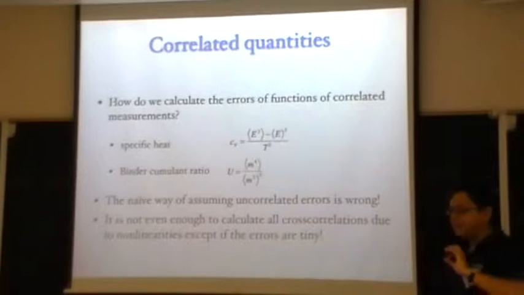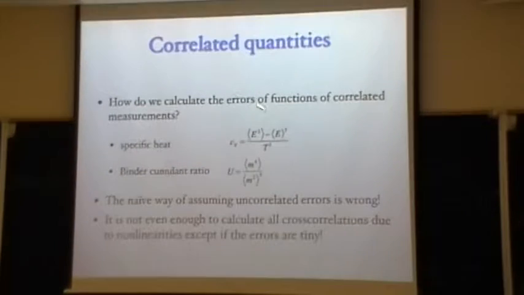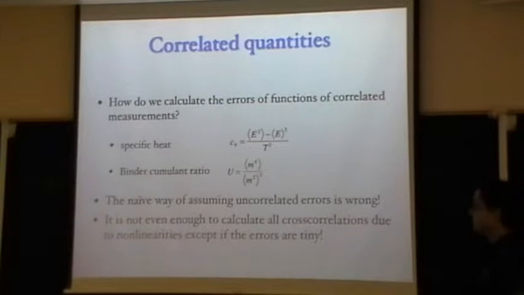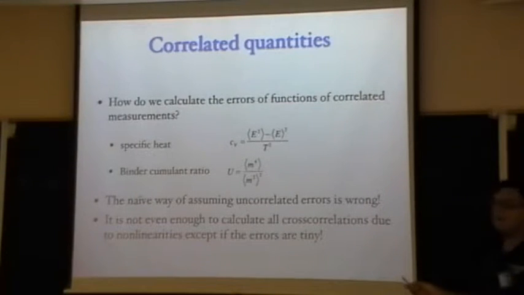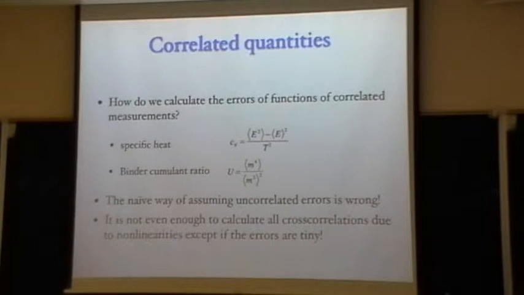We have two more topics. The one is what about correlated quantities. We want to calculate the specific heat. Classically, it's the average of E squared minus the average of E, squared, or the cumulant ratio. Here the problem is when you measure the energy E or E squared, the two measurements are correlated. When E is large, then E squared is also large. When E is small, then E squared is also small. So here, this error and that error, you can't just take them as uncorrelated, because they are correlated.